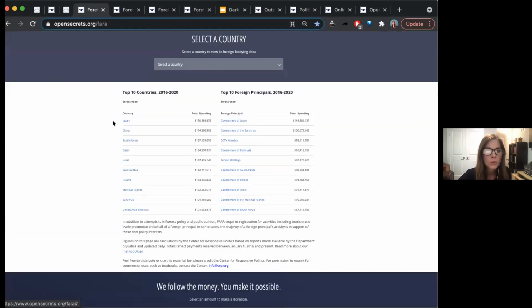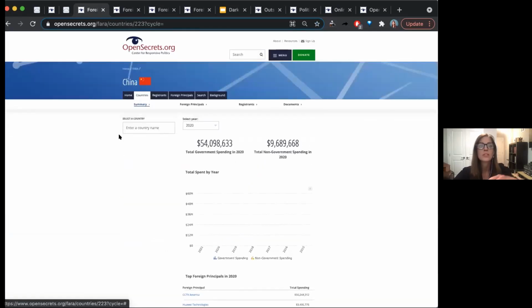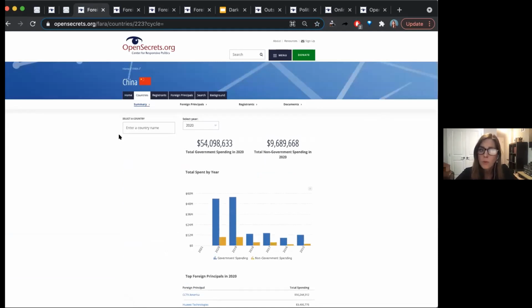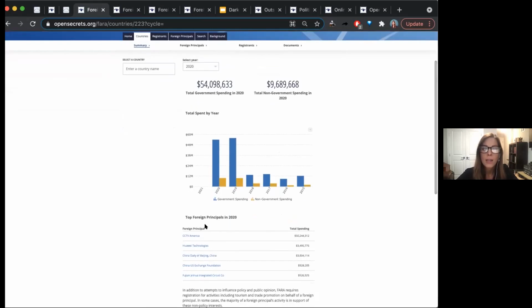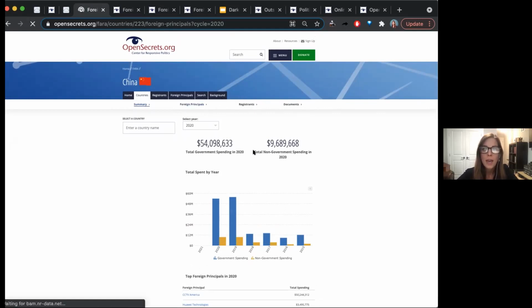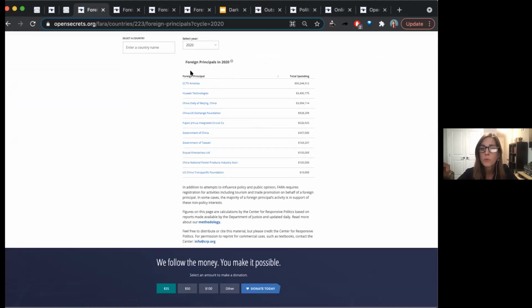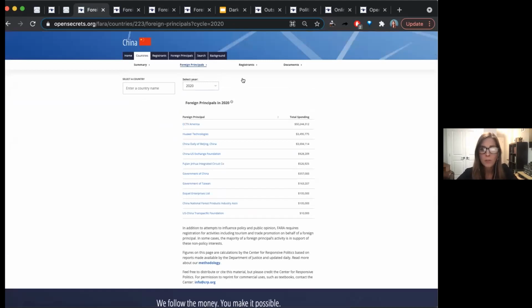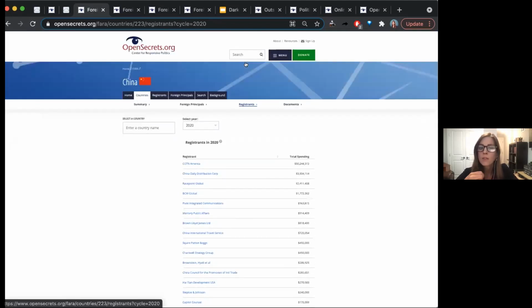Just to go through, let's start with China since it's been in the news recently. All of these link to what are called our country profiles. These have the total spending broken down by year, by country, and you can see how much of that was government spending versus non-government spending each year, as well as how much was spent by each foreign principal or client. Under the foreign principals tab, you have links to the different foreign principals, so you can see what firms they were paying, as well as other details about the firms and those payments that I'll get into later. You can also see which registrants were representing those foreign principals and that country generally.